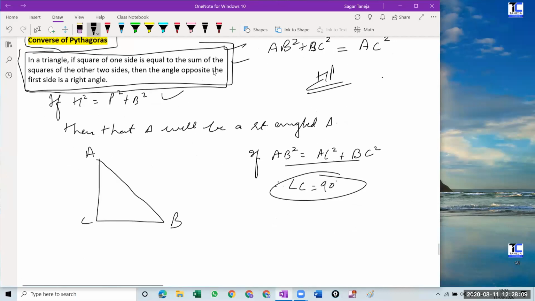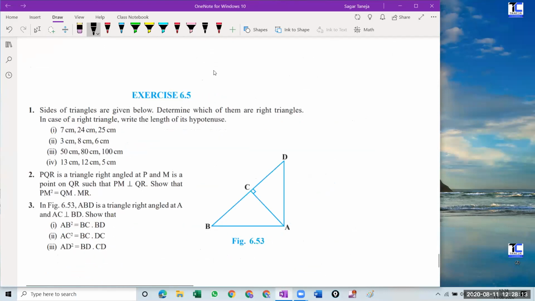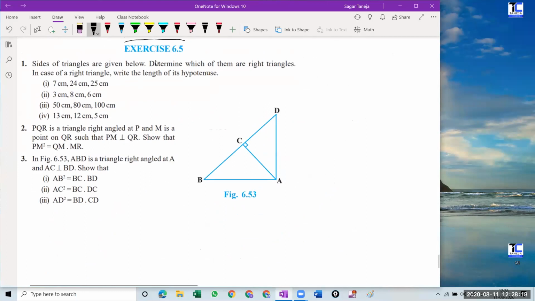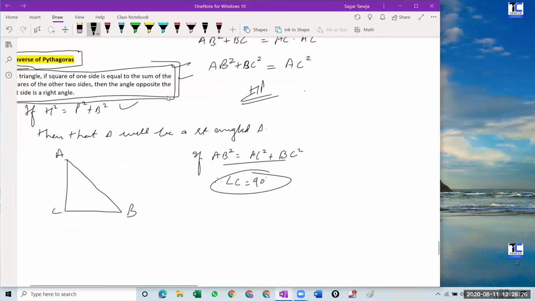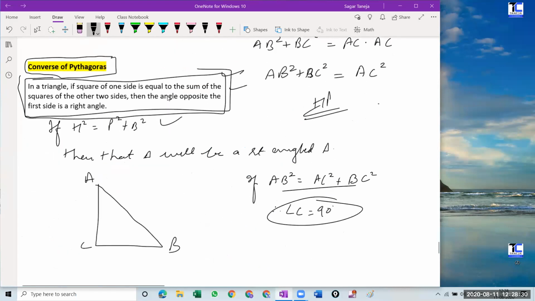After this, moving on to the exercise. Let us do some questions based on these theorems. Exercise 6.5. Sides of triangles are given below. These are the sides of the triangle. You have to determine. Okay, you want to write it down. Once you have written, then tell me. Okay, done. Then moving further to the next.